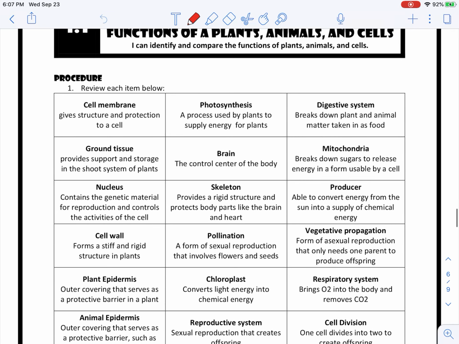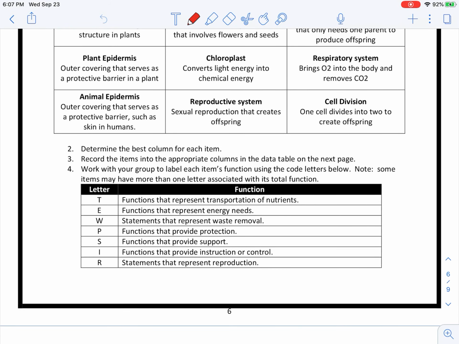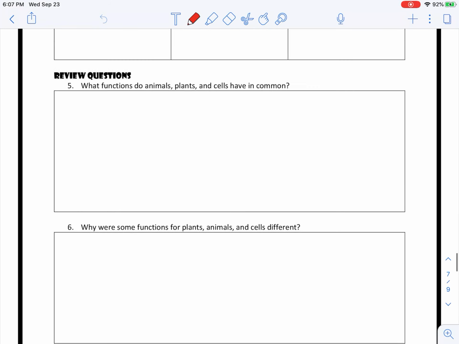But it's just trying to expose you to different parts of plants, animals, and cells and what they do so that you can see that they might have different names and do things differently, but they have kind of the same main function, whether it's from plants, animals, or cells. And we saw that many of these letters, these functions, overlapped in our table.